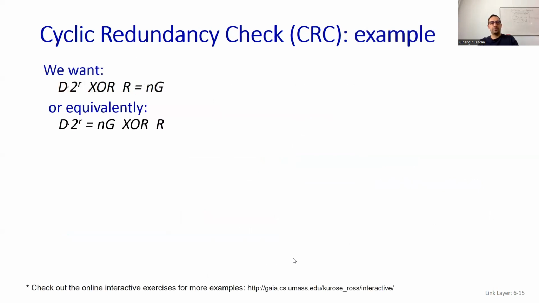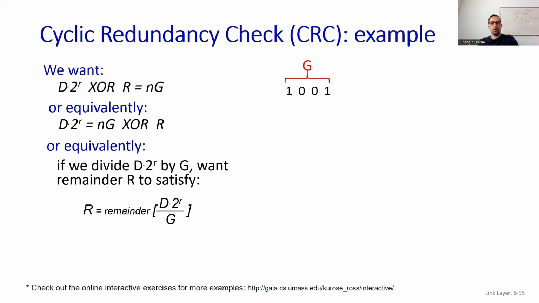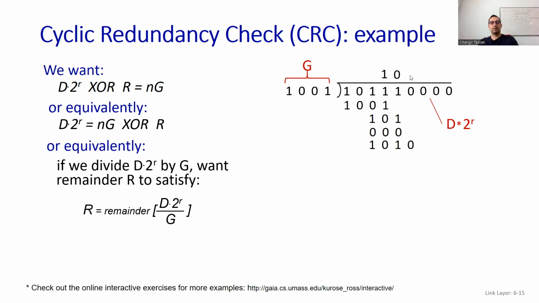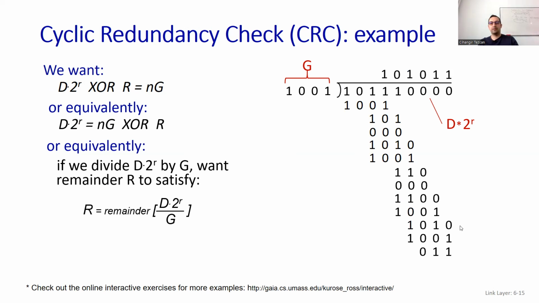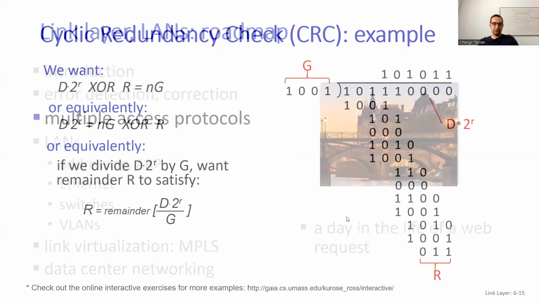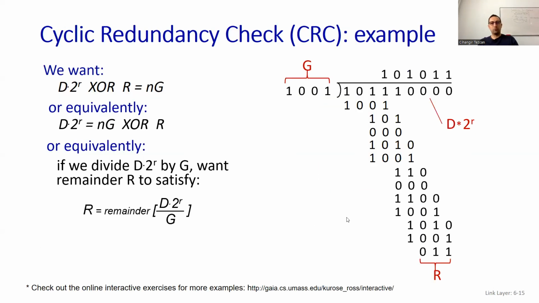So here's an example. You have the G in this example like this. This is your data D. So you add R bits, zeros, to the end, and you start dividing it, and write the division result at the top, and the remainder at the bottom, and this is your R, the cyclic redundancy check bits. So this is how it works. I'm not going to talk more about it, but this is the link layer error detection and correction.